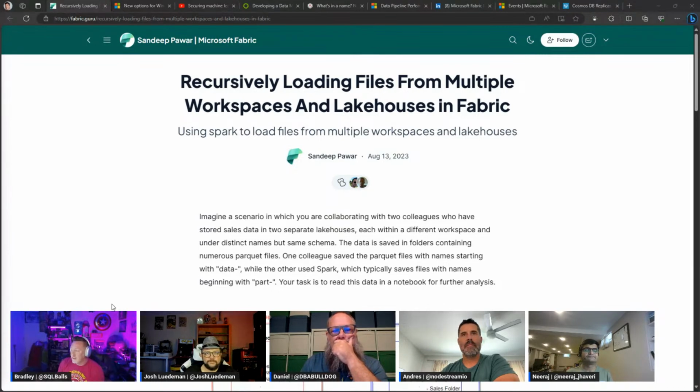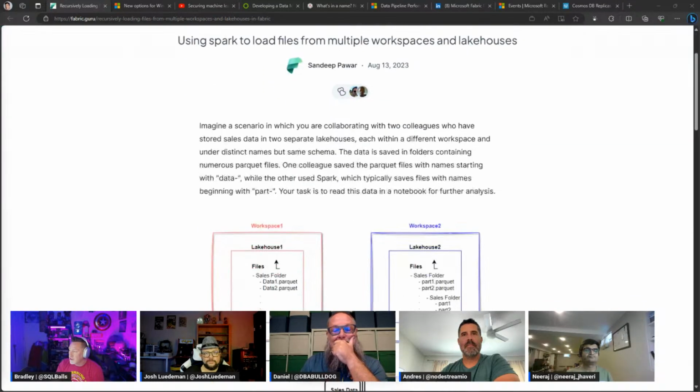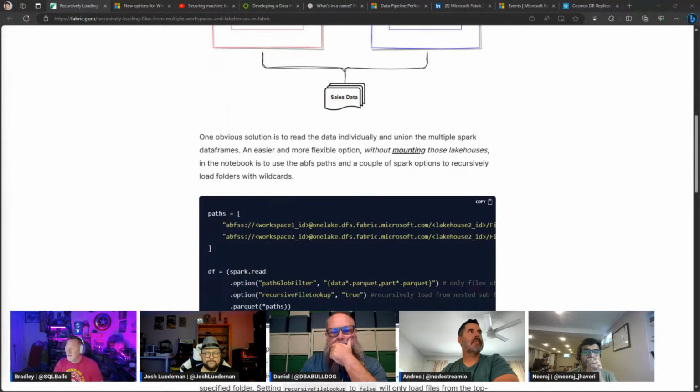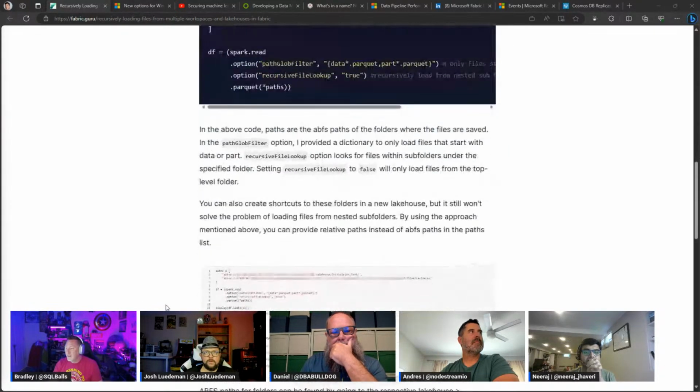He takes us through a scenario where you've got two different lakehouses, you've got different schemas, and you need to recursively upload the data to them in two separate ways. And then he walks through the process of uploading this data. My thought is that part of the reason we couldn't do a shortcut is because he had different schemas, so they didn't match up one for one. You couldn't just do a shortcut from one workspace to another to access this.